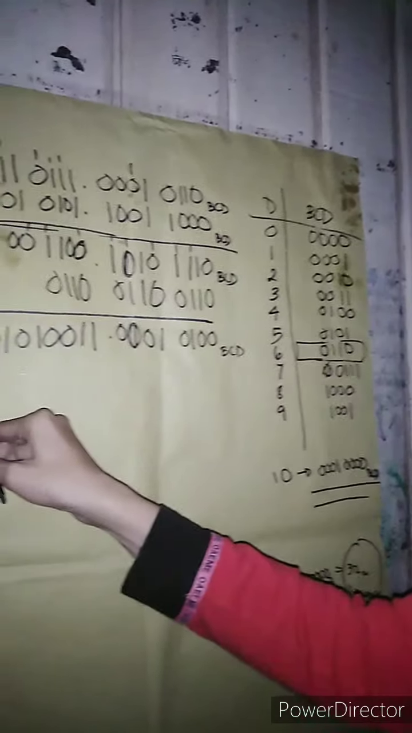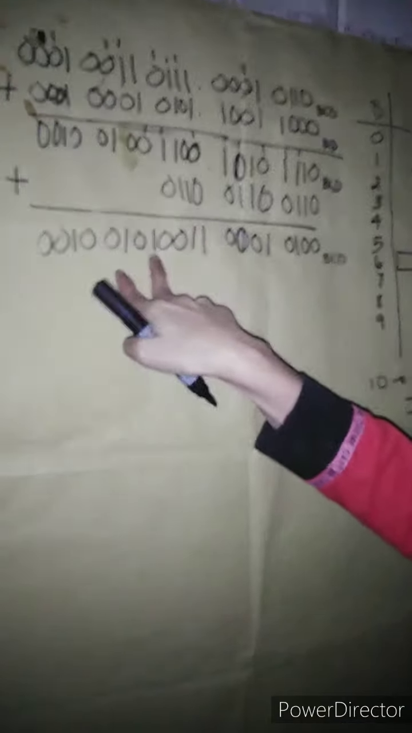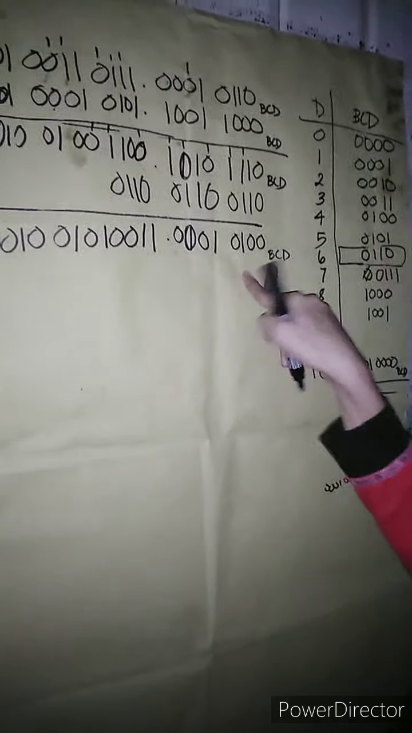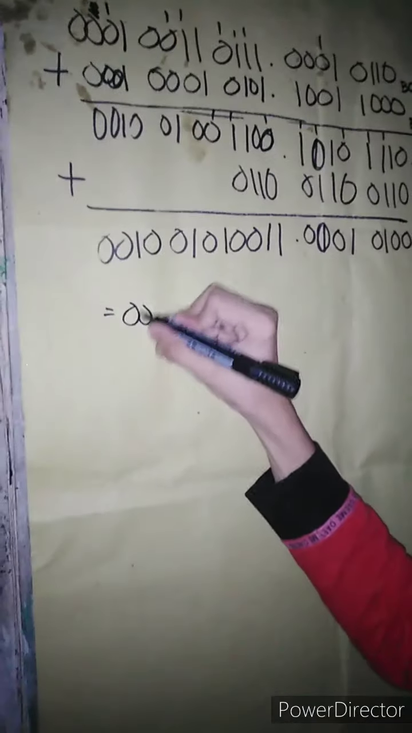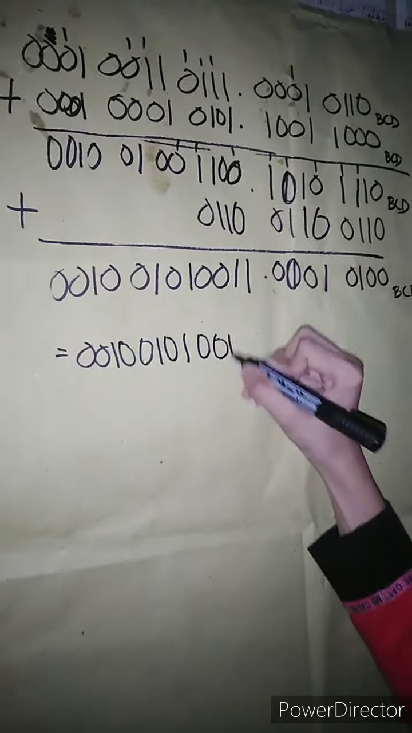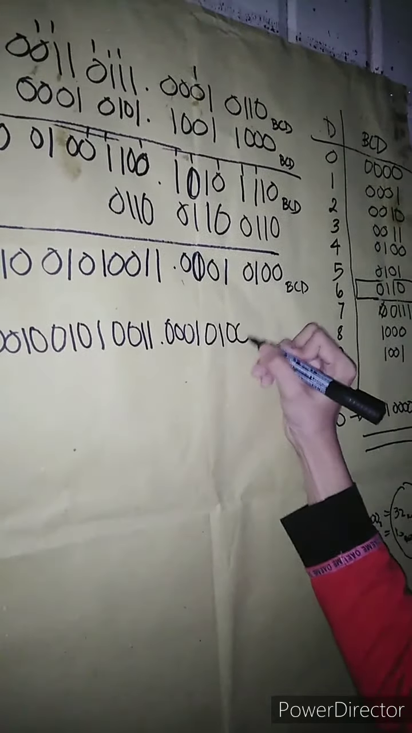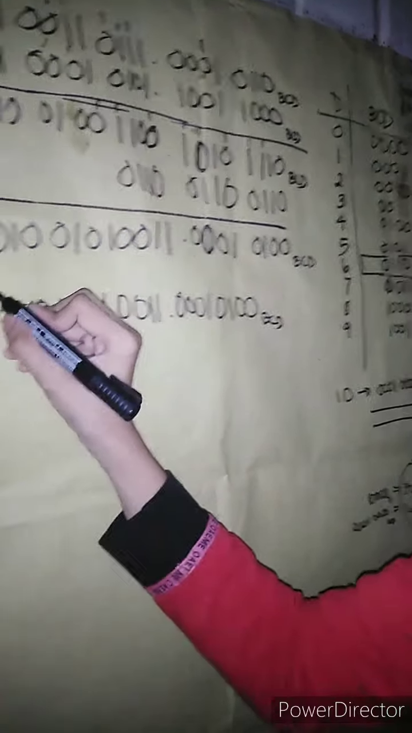For this one, we will not drop the digits because we must maintain the set of 4-digit numbers. We must maintain. Yes. 0, 1, 0, 1, 0, 0, 1, 1, 0, 0, 0, 1, 0, 1, 0, 0, B, C, D.